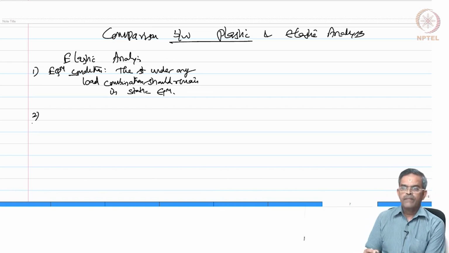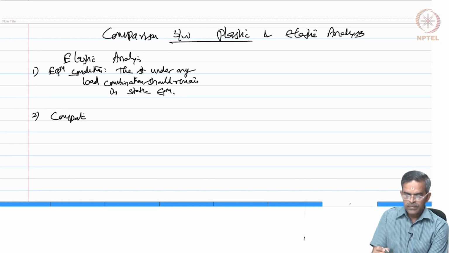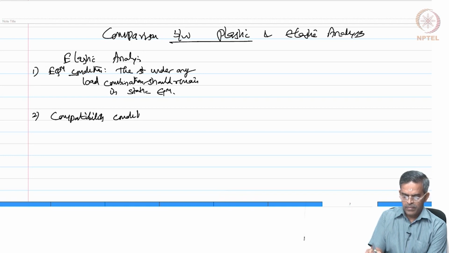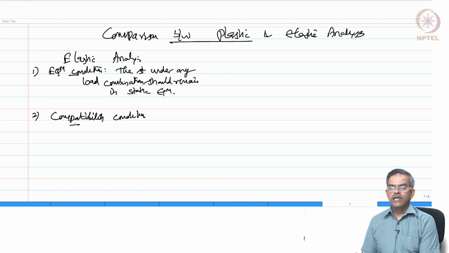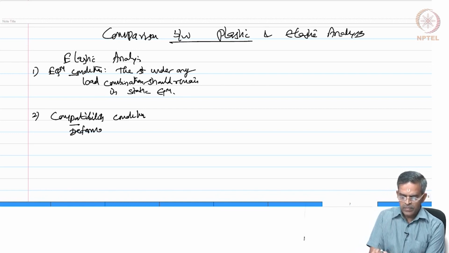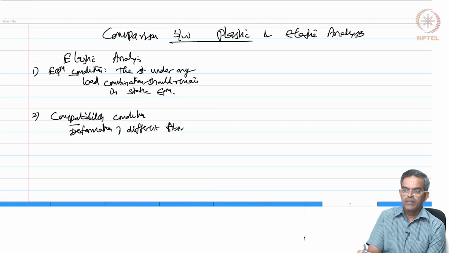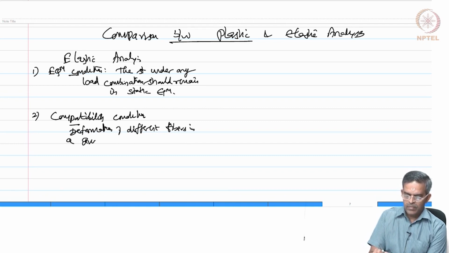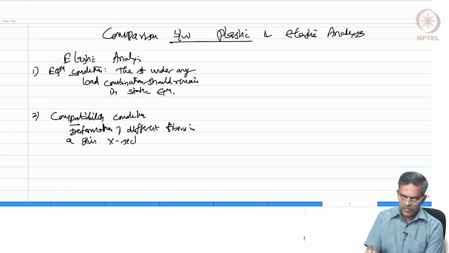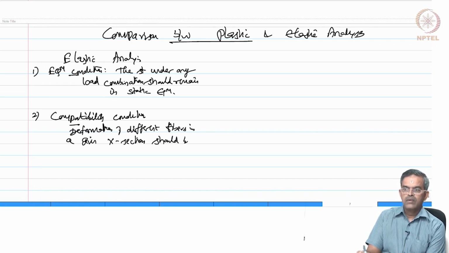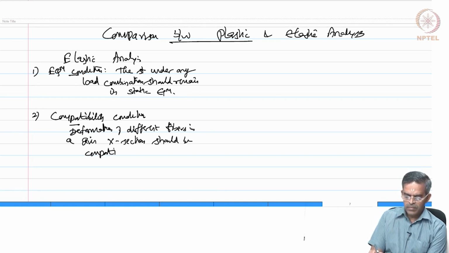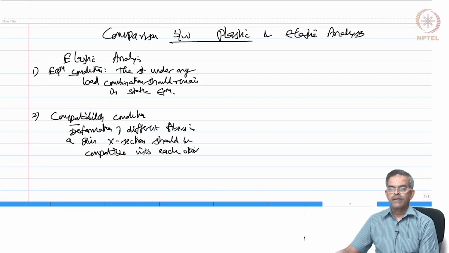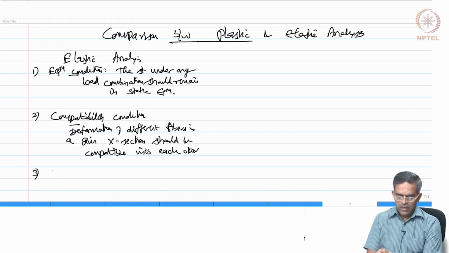The second is the compatibility condition, which states that the deformation of different fibers in a given cross section should be compatible with each other to deform freely. The third condition is called the limit stress condition.